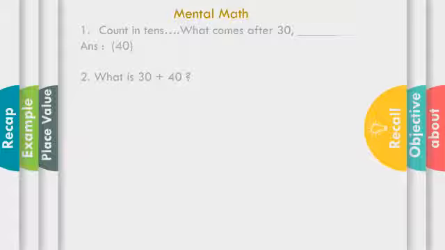Question number 2 is what is 30 plus 40? When we add any two numbers mentally, first we add the tens place digit. So first we add 3 plus 4. 3 plus 4, as you all know, is 7. Now add the ones place digit. So 0 plus 0 is 0. So what is the answer? 70.